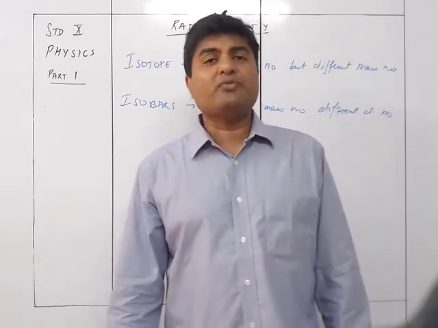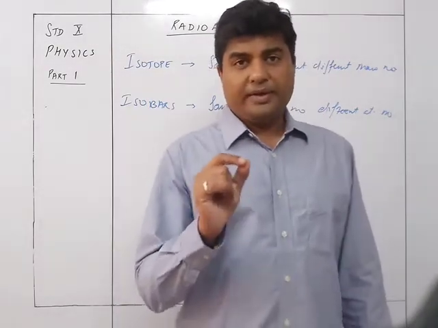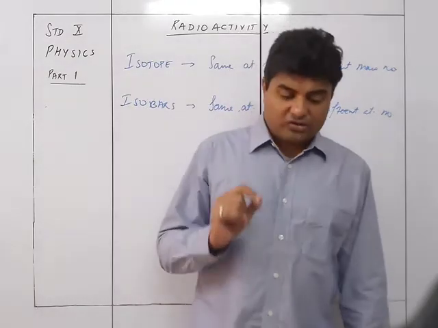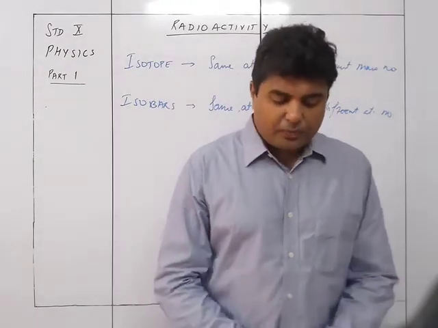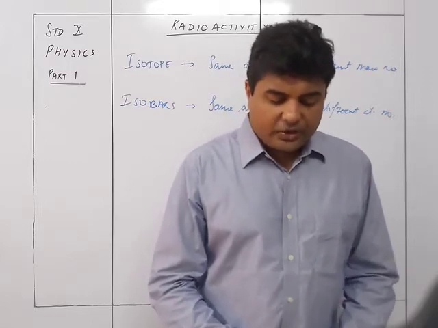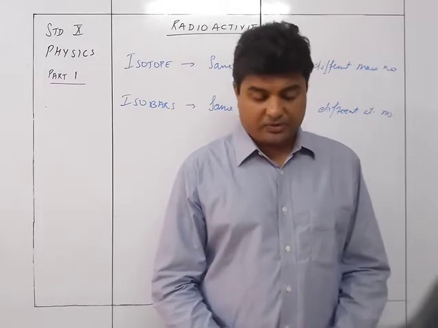That means the number of nucleons, that is the sum of protons and neutrons, is the same. That is the reason they are called isobars. But they have a different number of protons and a different number of neutrons. The number of electrons outside the nucleus is always equal to the number of protons, so isobars have a different number of electrons.